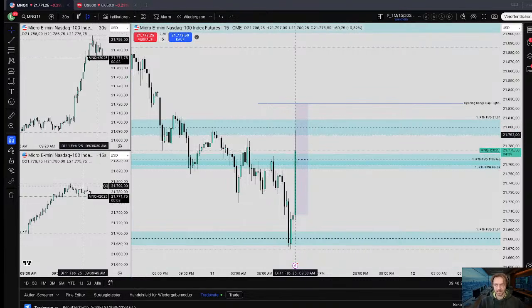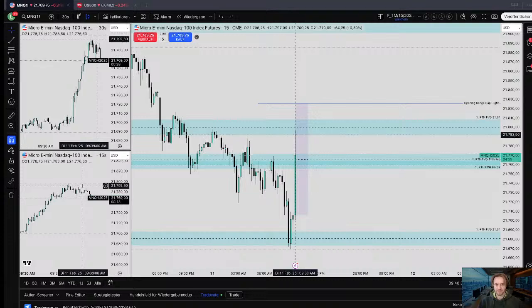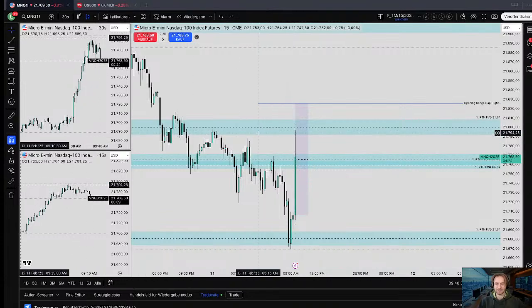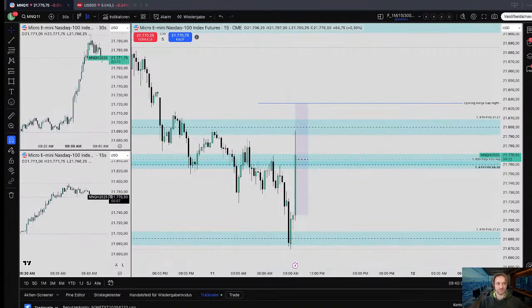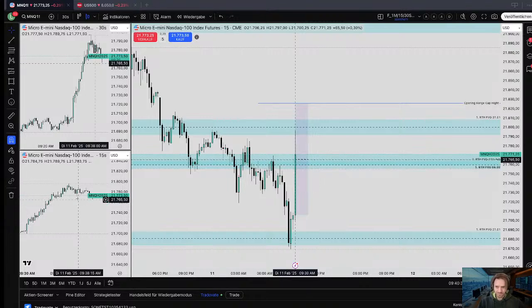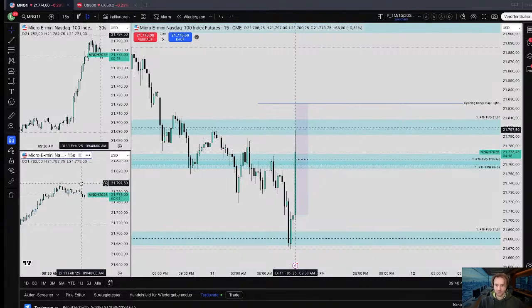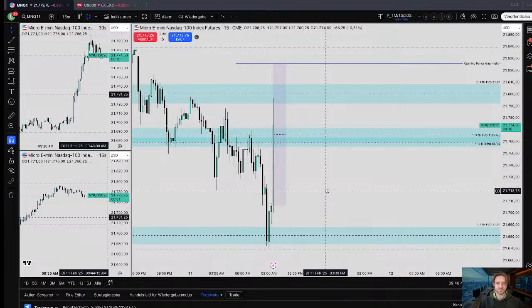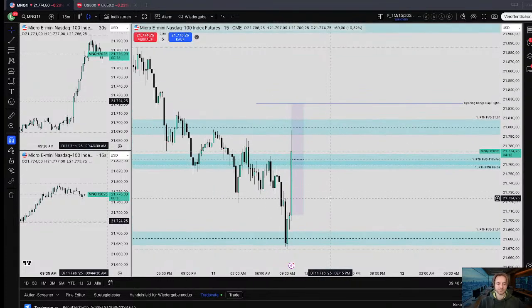Look at this, the body. It's crazy. The body here respecting absolutely the level of the fair value gap and going down. Man, I would be annoyed being short right now.